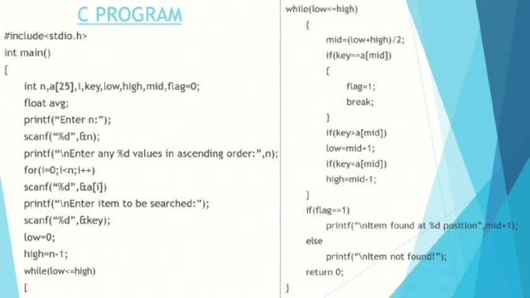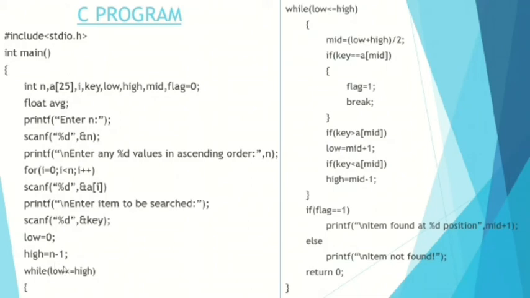First, we take the number of elements the user's array needs and store it in n. Next, we take the elements from the user. A for loop is used for this process. Then, we take the number to be searched from the array and store it in key. Next, we assign 0 to the low variable, which is the first index of the array, and n minus 1 to the high variable, which is the last element in the array.